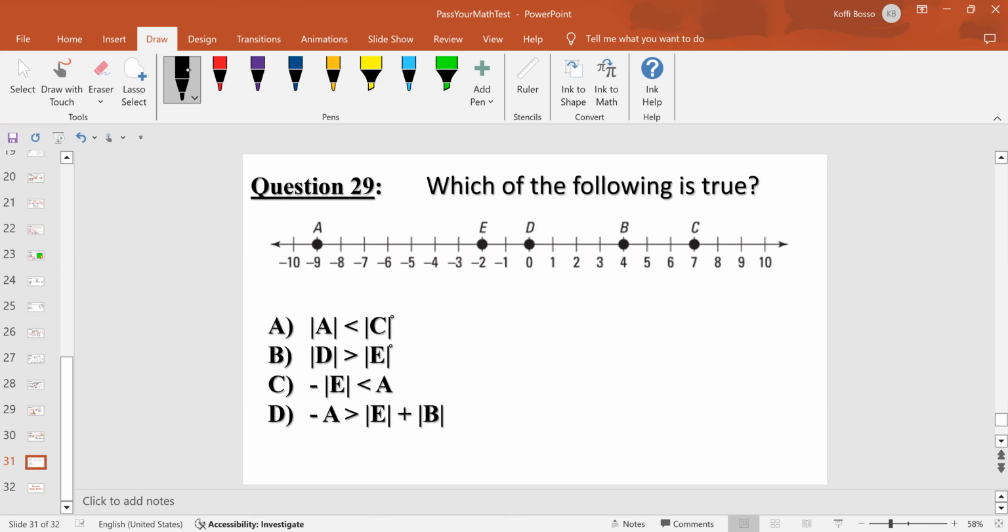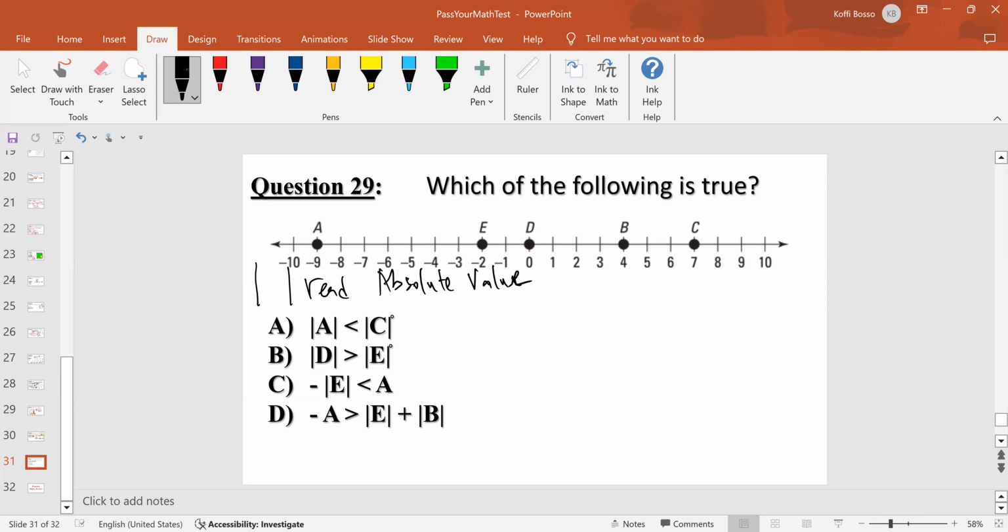Which of the following is true? The double bar here, double bars means absolute value. So if you have a double bar like this, we read it, absolute value. Every time they use that double bar for a number, that means what? The value inside will be positive. So if the value is negative, that will turn to positive. If it's positive, that stays positive.